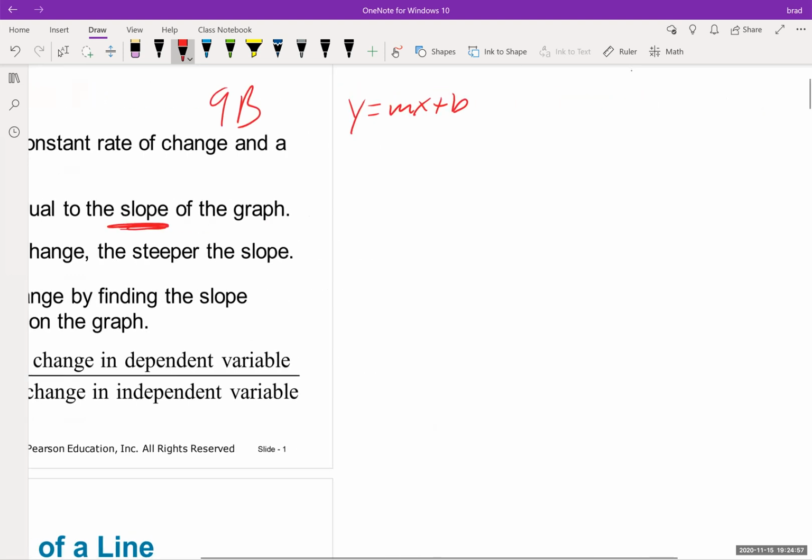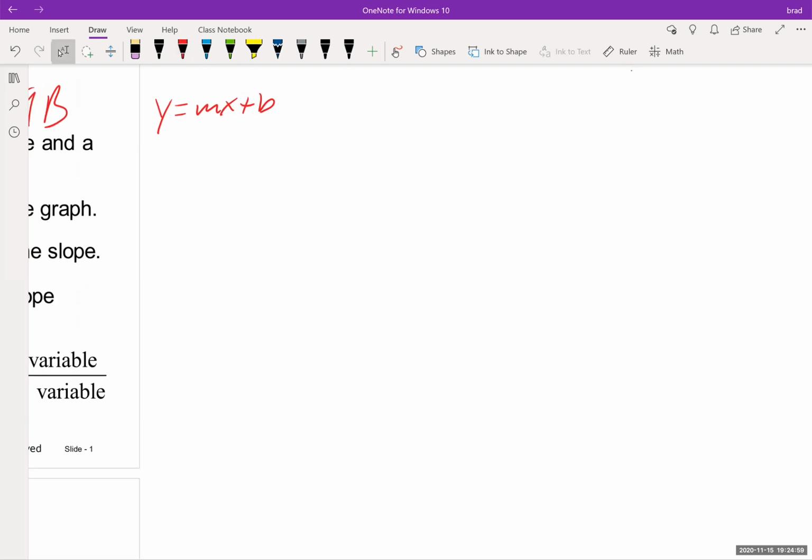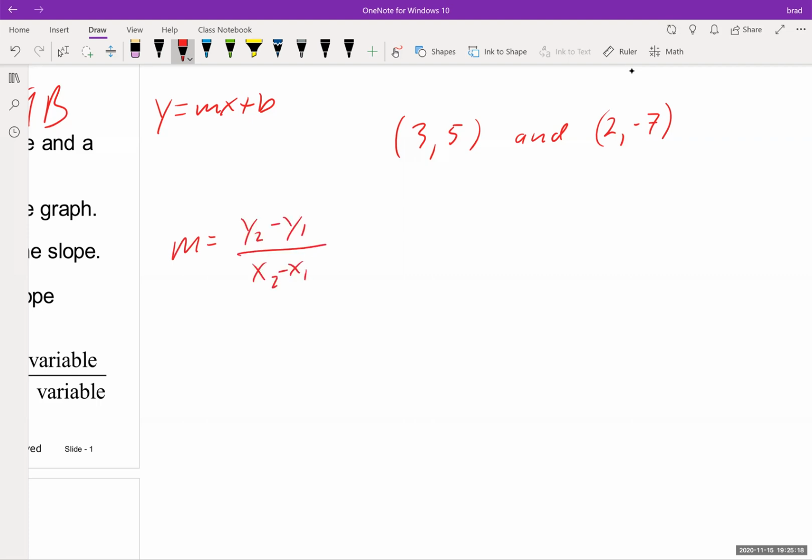So I just want to briefly go over here on the side. Suppose I gave you the point 3 comma 5 and the point 2 comma negative 7. There's a formula for slope, and the formula for slope is m equals y2 minus y1 all over x2 minus x1. So we're just going to name these x1, y1, x2, y2, and we can pick any preference we want.